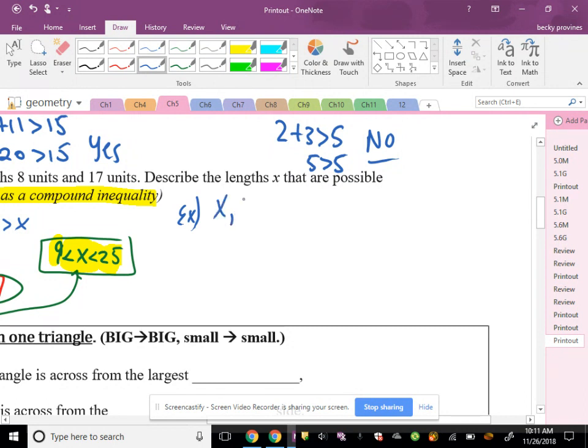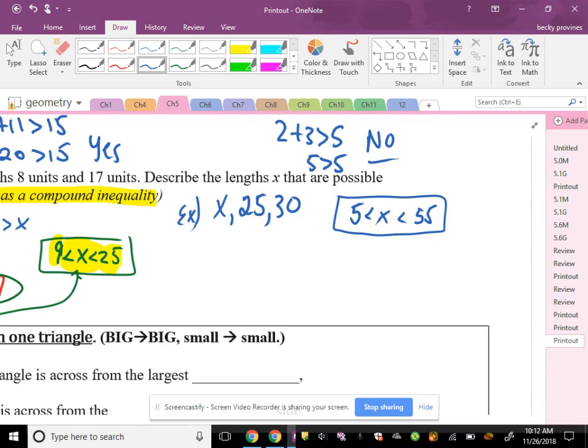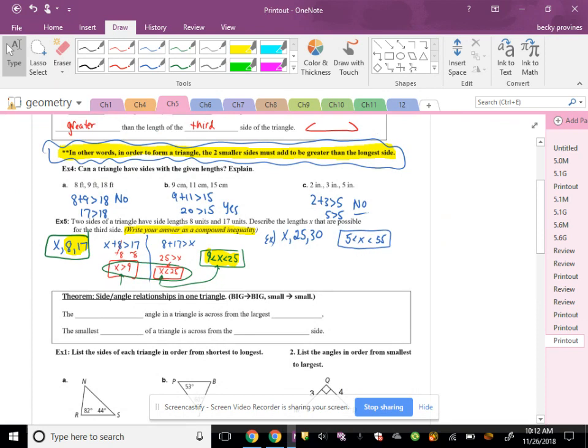So if I have x, 25 and 30, what's the range of the other side? So the first thing you're going to do is subtract them, and you're going to say 5. And then you're going to add them, and you're going to say 55. Now, x always goes in the middle, and the signs are always less than. So this is the range of the third side. The third side could be quite different, from anywhere above 5 and less than 55. So I hope that makes sense.